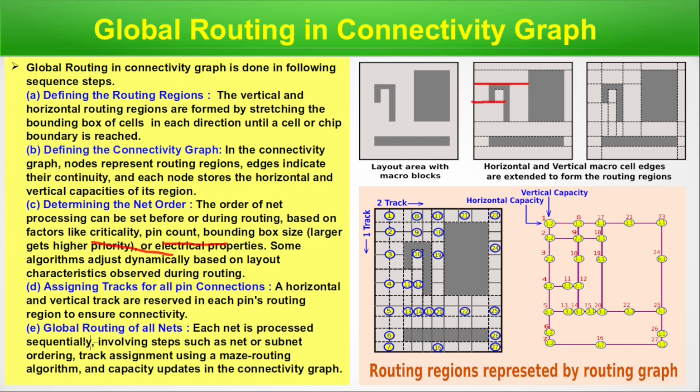Each net is processed sequentially, involving steps such as net or subset ordering, track assignment using a maze routing algorithm, and capacity updates in the connectivity graph. These are the substeps through which global routing is represented in the connectivity graph. So we are done with this slide. We will move to the next slide.